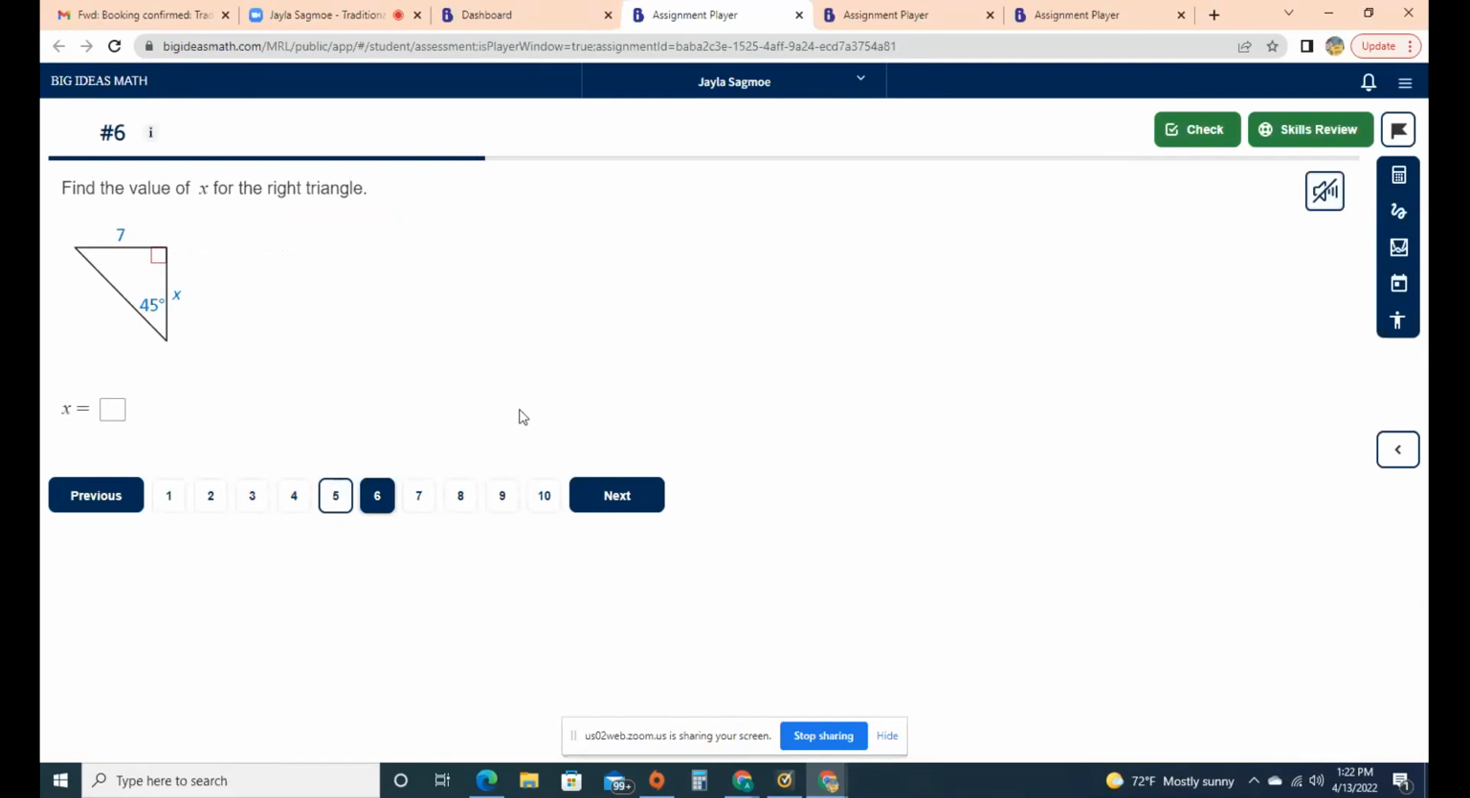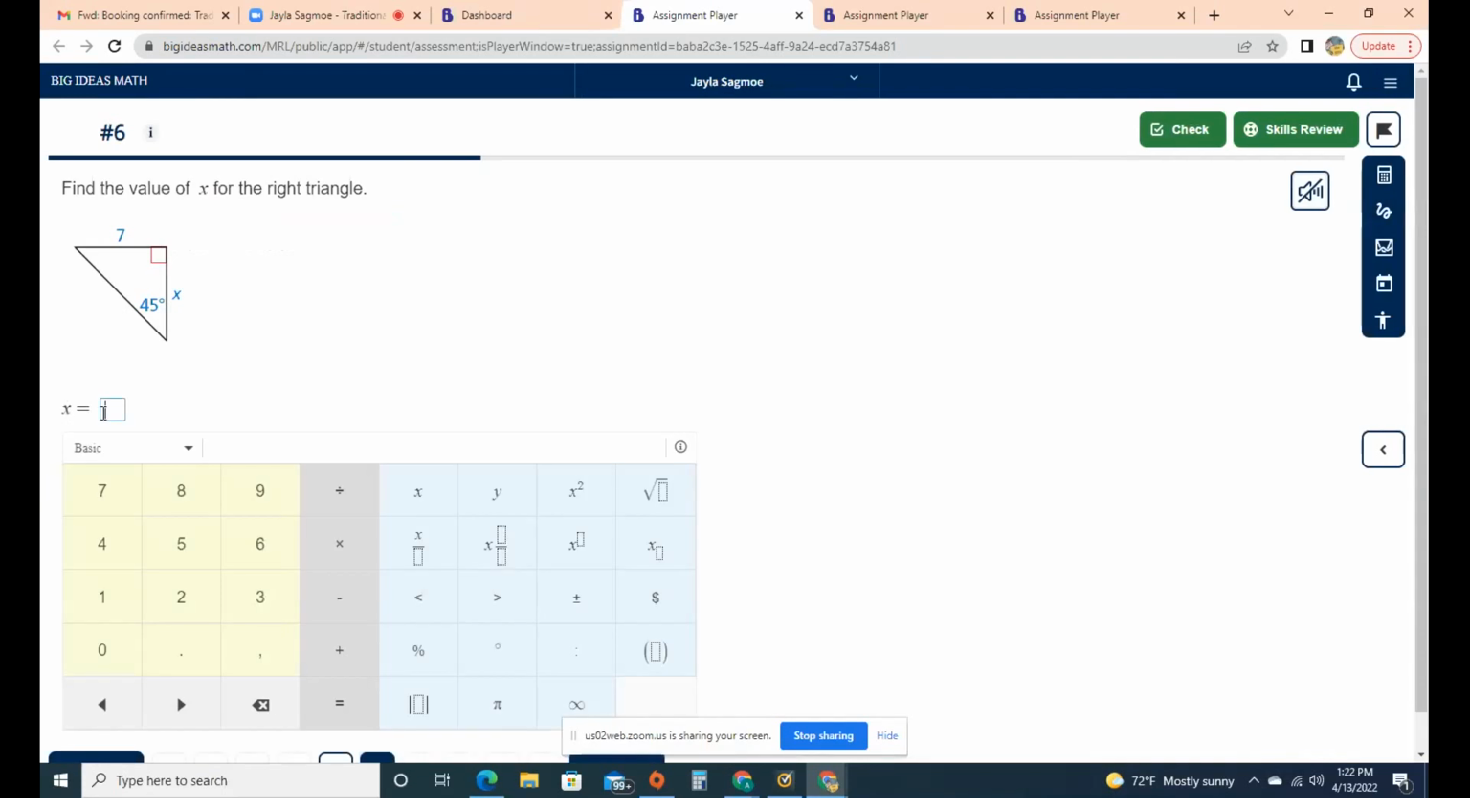Okay, so again, in a 45, 45, 90 triangle, both of the legs have the same value. So it'd be 7. Yes.